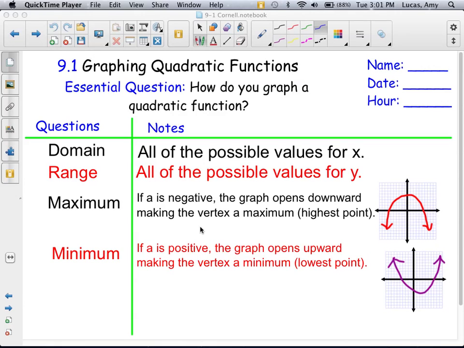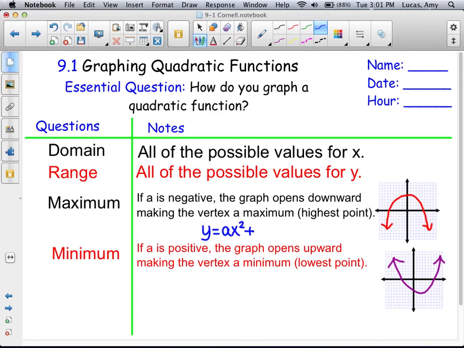For day 1, we learned that standard form looked like this: y equals ax squared plus bx plus c. So what we're talking about today with the maximum and minimum is that if the value for a, the coefficient of x squared, is negative, it makes the graph open downward, which makes the vertex the highest point on the graph, which is called a maximum. If that value for a is positive, then the graph is going to open upward, which makes the vertex point the lowest point on the graph, or a minimum.